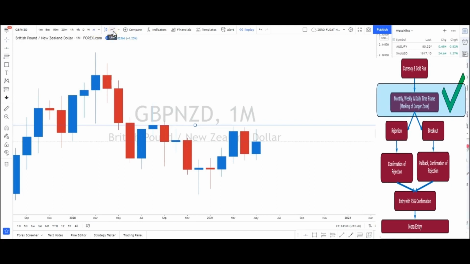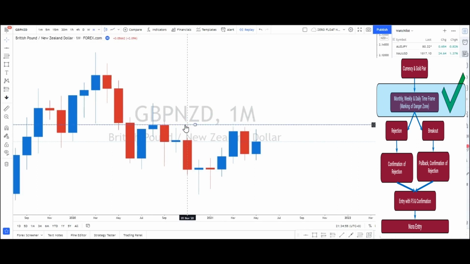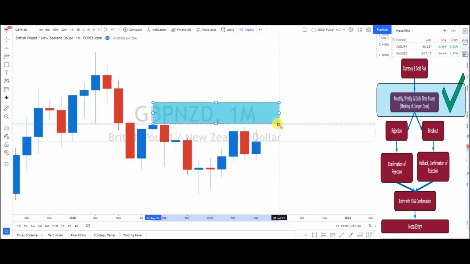Second, we go to the line chart. Third step is to mark the horizontal line. And since this is a monthly time frame, we do not require marking the second movement. So step 4, go back to the candlestick chart and mark our zone. So from the shadow all the way to the edge of the resistance.